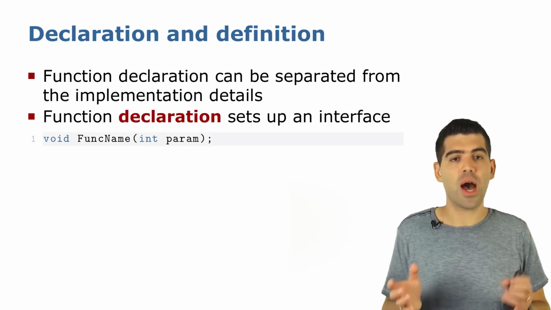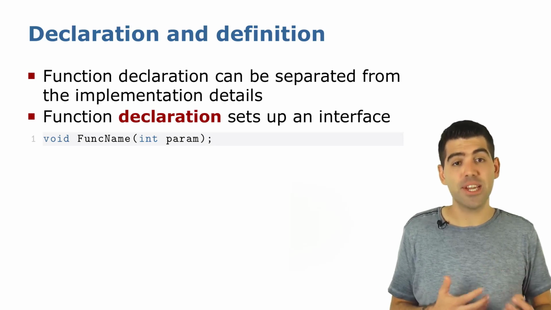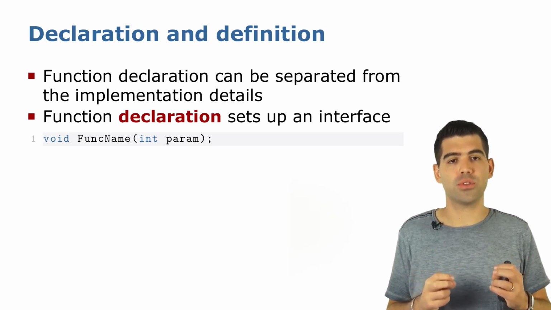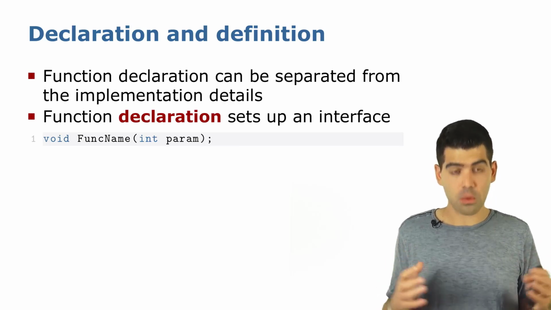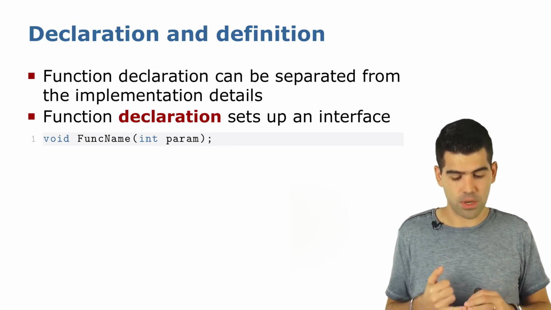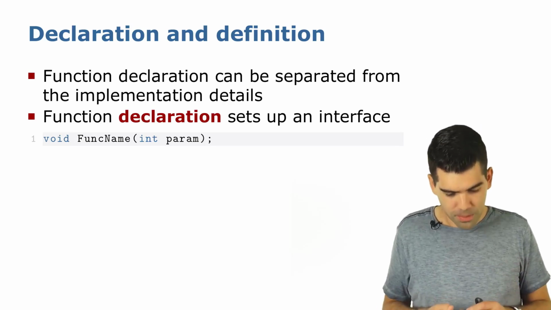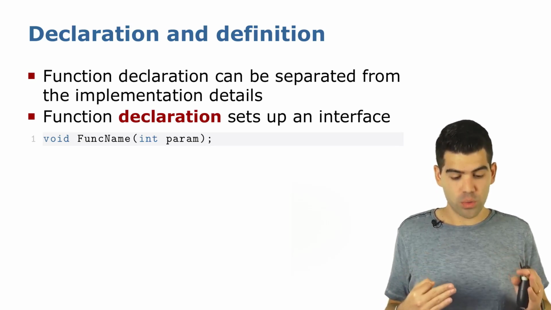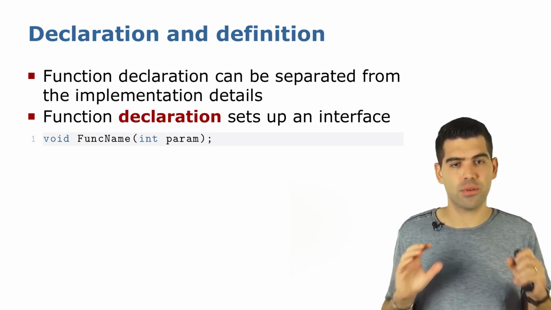So this is how a function declaration looks in C++. We say that it sets up an interface because it's basically going to show the input parameters of the function, the return type of the function, and so on. But so far, we have no clue what this function is doing. We know that it's void, so it's not going to return anything. The name of the function is called funcName in this example, and it's going to take one integer parameter. But this is basically the input-output perspective, so the interface of this function.